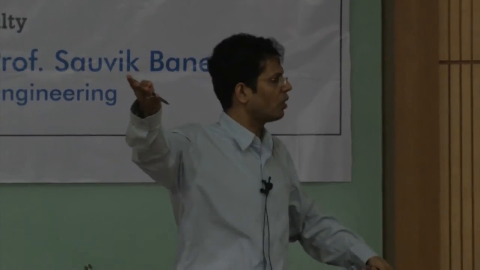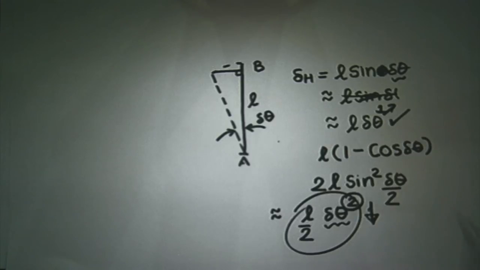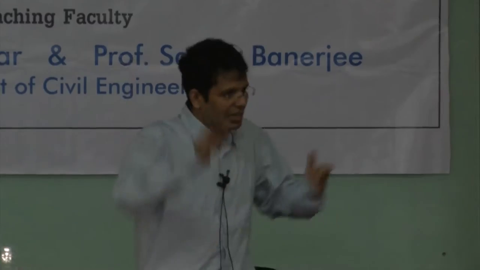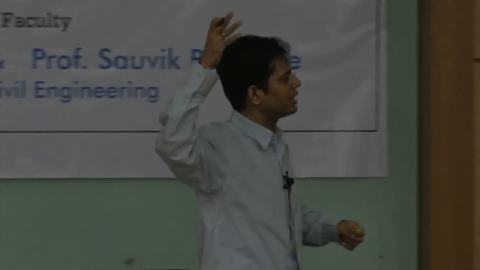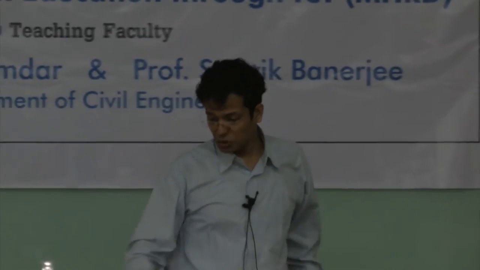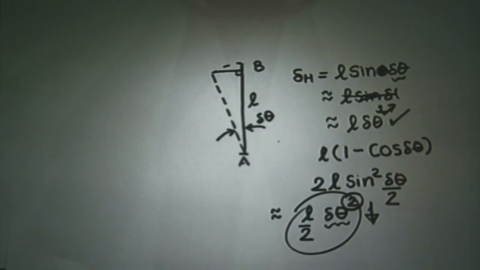There are further quantities, because sine square delta theta is not just equal to delta theta square by 4. There are many other quantities in terms of delta theta. If you do the Taylor series expansion, you will see. But to the leading order, which is 2, I say that this is my displacement.